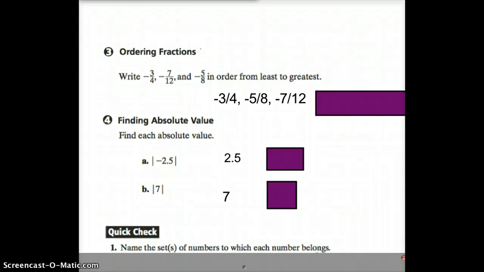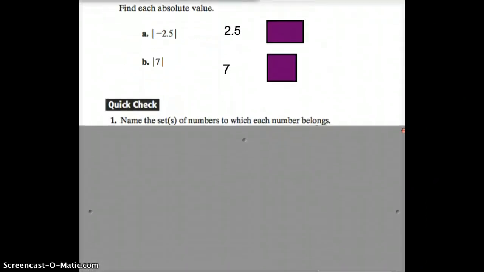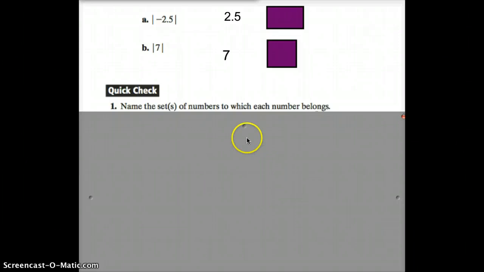Go ahead and pause and do the quick check, and then when you're ready to check your work, come back. And again, if you have any questions or issues with any of that, please feel free to ask.